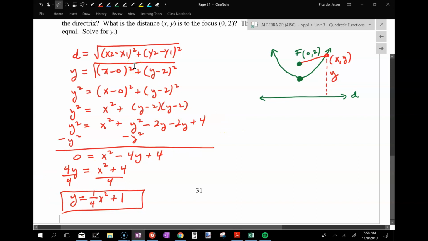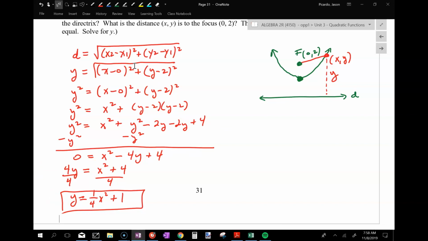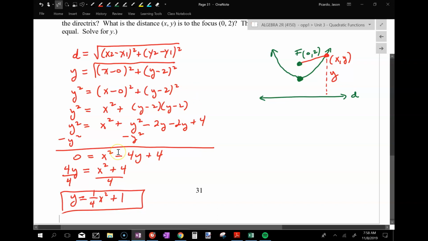So what we did is we created an equation of a parabola using the distance formula and the locus definition. Now, I've never, ever seen this process asked on a Regents exam. But nonetheless, we want to have that skill available. And it's really just doing a substitution process.